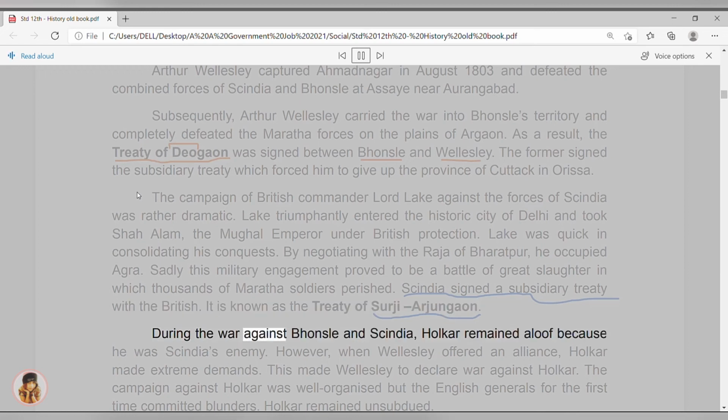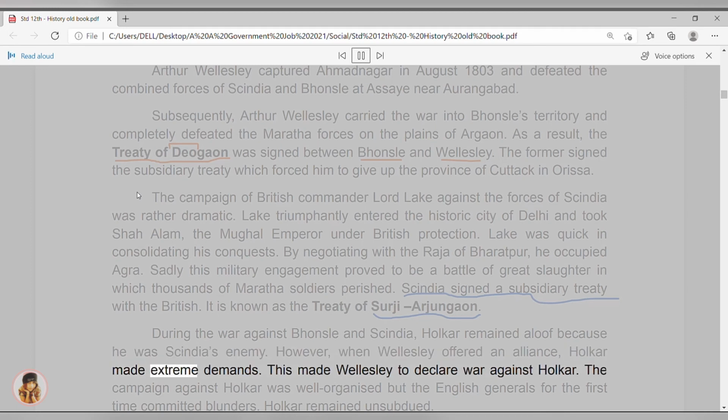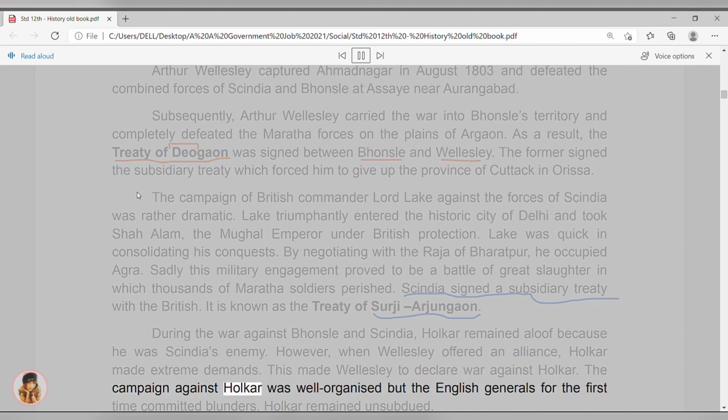During the war against Wellesley and Scindia, Holkar remained aloof because he was Scindia's enemy. However, when Wellesley offered an alliance, Holkar made extreme demands. This made Wellesley declare war against Holkar. The campaign against Holkar was well organized, but the English generals for the first time committed blunders. Holkar remained unsubdued.